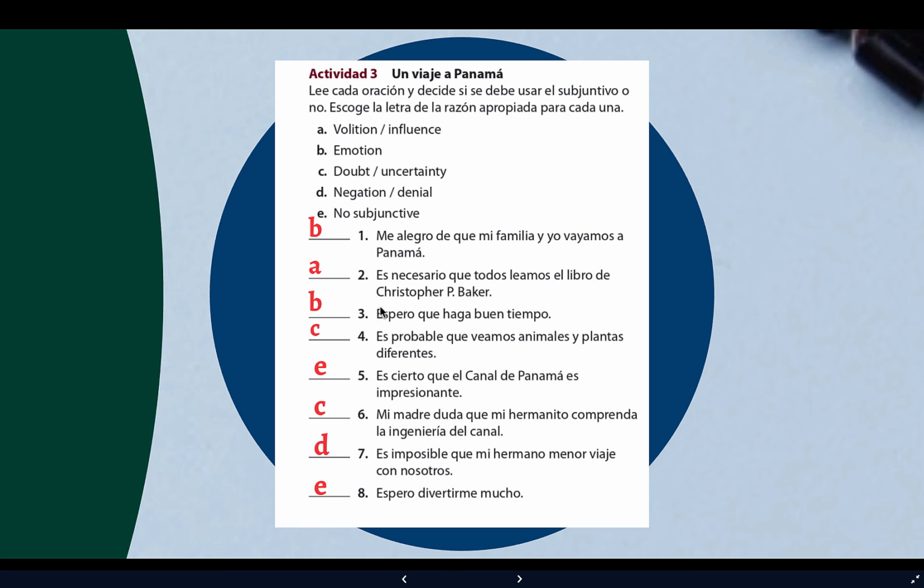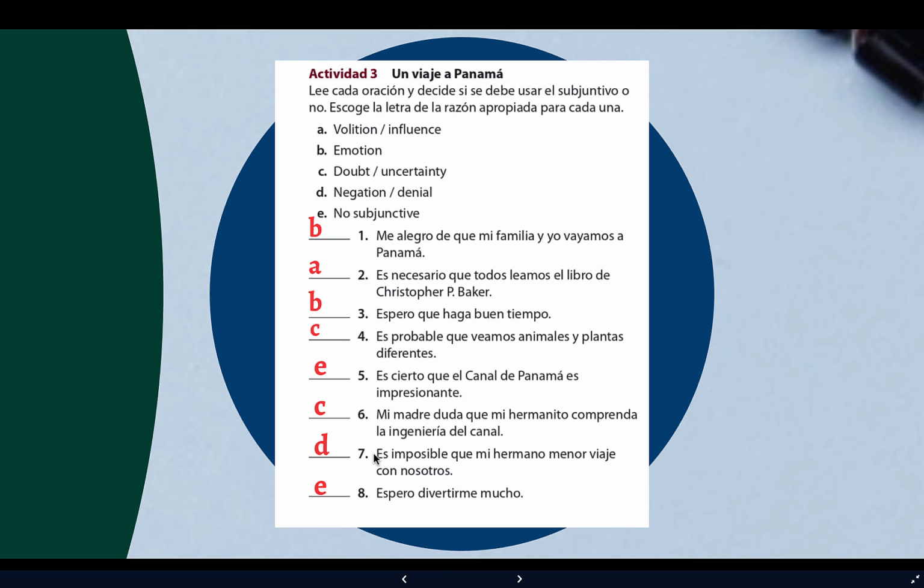So this is a wish, emotion. Es probable que veamos animales y plantas diferentes. It's probable, so you know that's doubt, uncertainty. Es cierto. Okay, big clue right here. If it's certain, then you know there's going to be no subjunctive here, right? Es cierto que el canal de Panamá es impresionante. Number 6. Mi madre duda. My mother doubts. Easy, right? You see duda, you know it's going to be doubt and uncertainty.